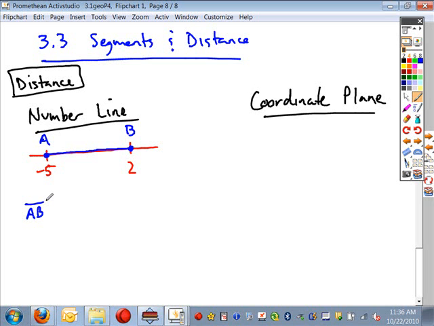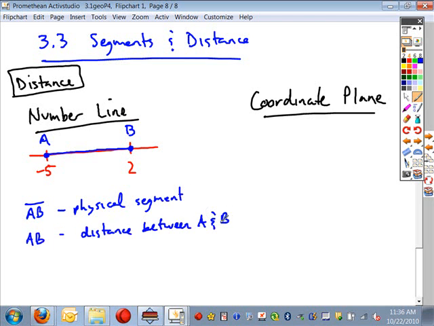But if you wanted to talk about the measure of that, so this is the physical segment, the measure of this length is expressed as AB, with no symbol on it, and that refers to the distance between A and B. And when you're dealing with distance on a number line, the equation form of that distance is: distance, lowercase d, is equal to the absolute value of the difference of coordinates. If you assume that point A has a coordinate of lowercase a and point B has a coordinate of lowercase b, then the distance between A and B is the absolute value of the difference of their coordinates.